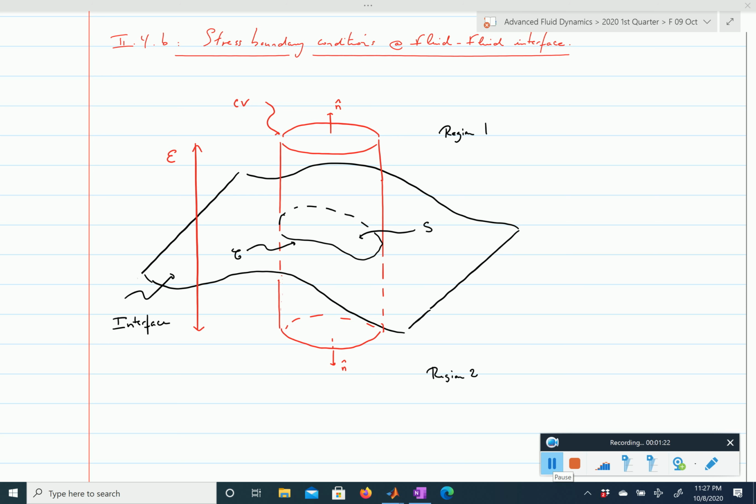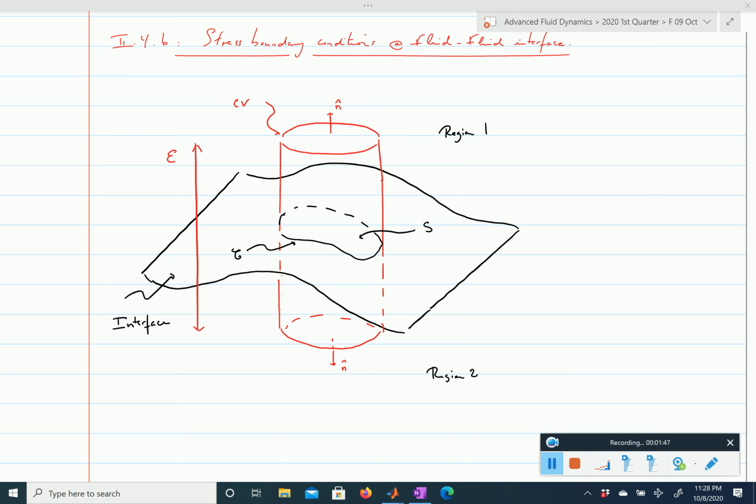And our control volume intersects this surface, the control surface around our control volume intersects our interface along this closed curve inside of our interface, and we call this curve C.